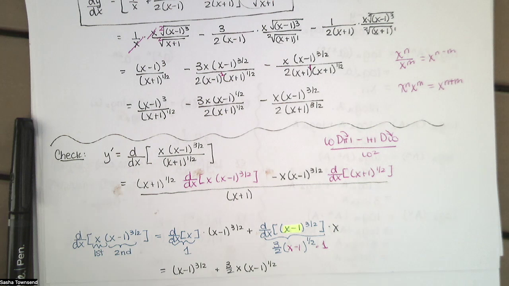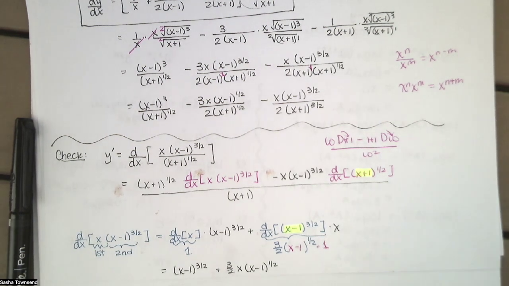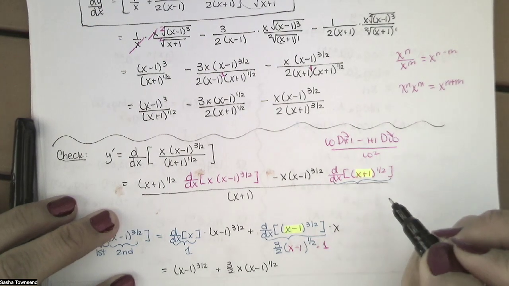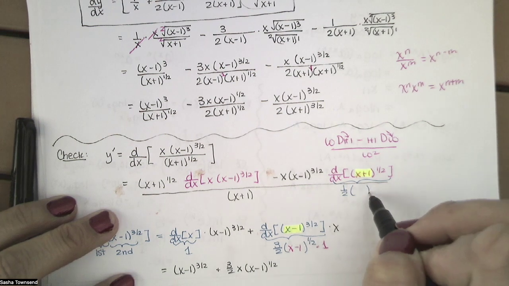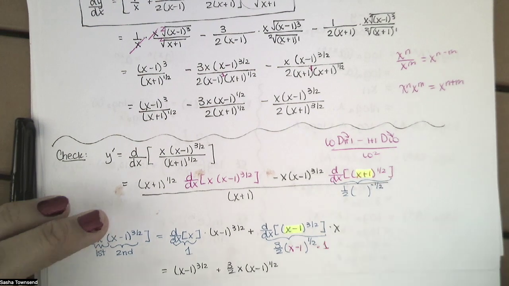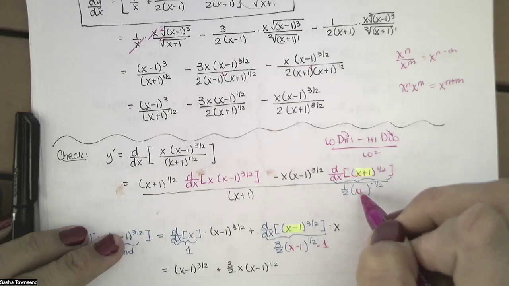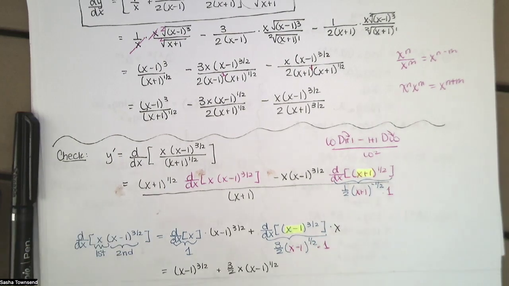Actually, let's do that one real quick. We've got x plus 1 to the 1/2. The derivative of that is, well, the derivative of the outside. The derivative of a function to the 1/2 is 1/2 of that function to the 1 less power. So it'll have 1/2 of the function to the negative 1/2 power. Put the inside function back inside, and then multiply by the derivative of the inside. That's just multiplying by a 1.